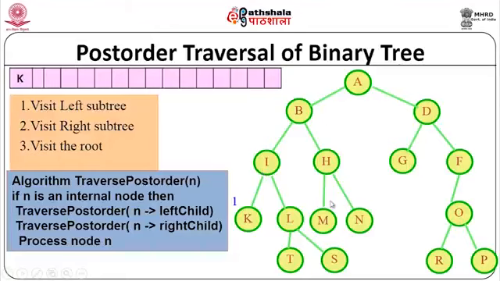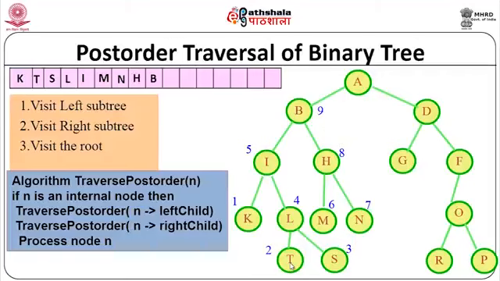So, I process K, then I have to process this L, but for that I have to process T and S, then process L. Now, I finish the left and right subtree of I. So, I process I. Then I should not process B yet, I should process the right subtree. So, I finish M, I finish N, I process this, then I process B.